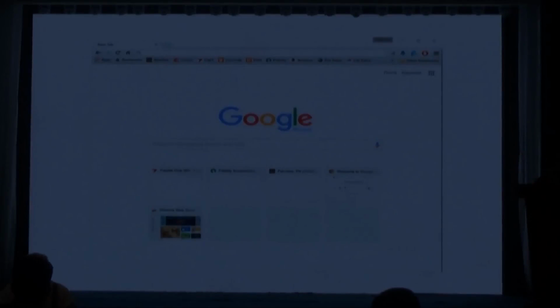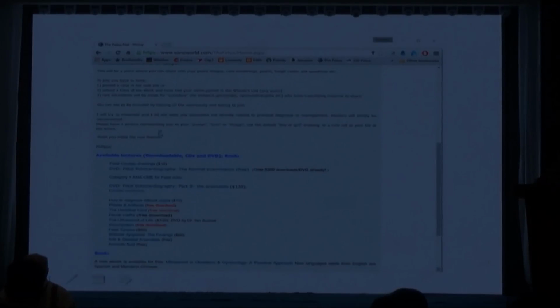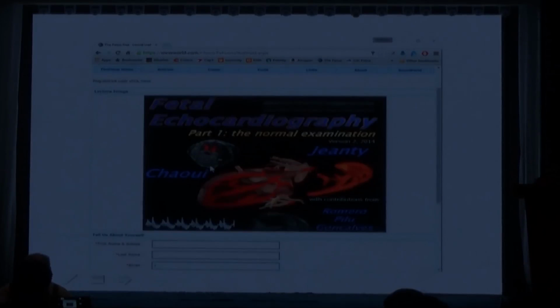You go to Google and you type thephillis.net, okay? And then you get over here, thephillis.net. And then you go to the bottom of the page and it says DVD fetal echocardiography, the normal examination. And you click on that and you get this screen.